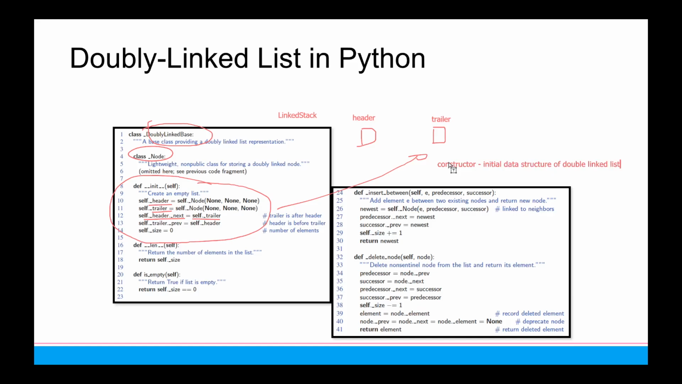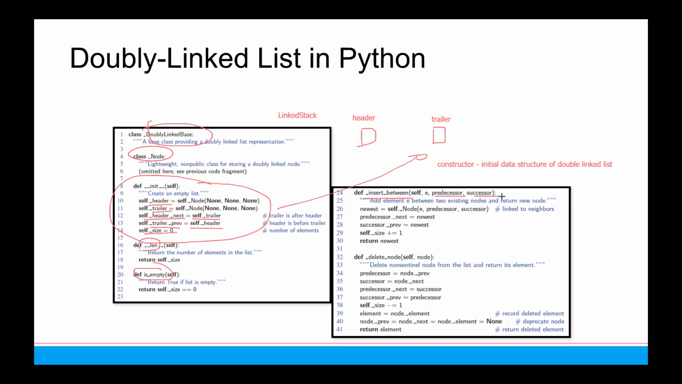And then the trailer's previous is the self header, and the size is 0 because we have nothing in the linked list. So we can check the length, we can see whether it is empty or not, and then we can have the insert between. It means we want to insert between the predecessor and successor.